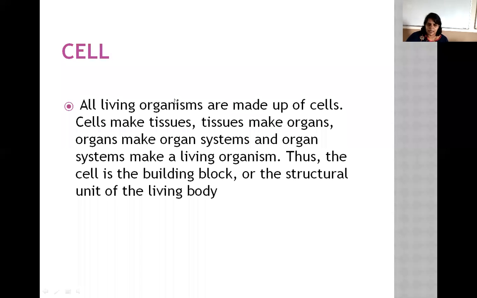What is meant by cell? All living organisms are made of cells. Cells together make tissues, tissues make organs, organs make organ systems, and systems make living organisms. So we can say that the cell is the building block and structural unit of the whole living organism.